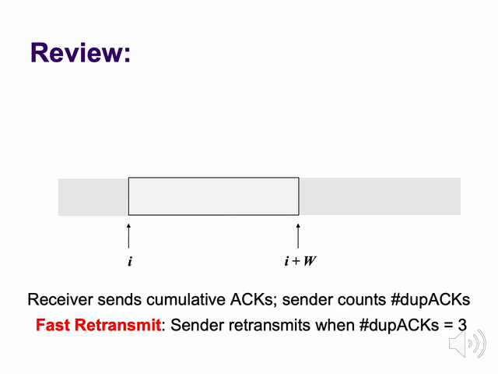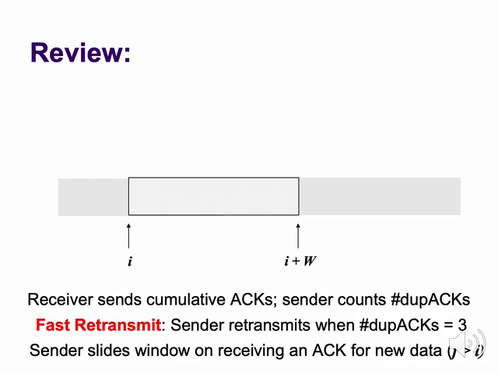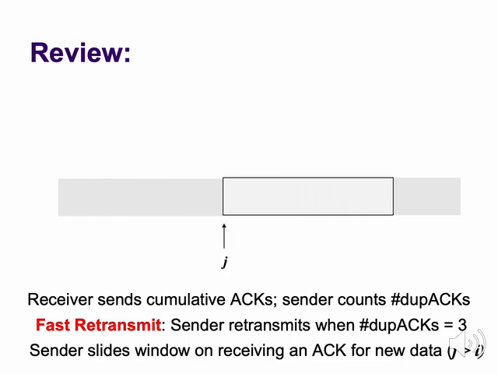If the sender receives an acknowledgement for new data, so let's say that the receiver is saying that my next expected byte is J, for some J greater than I, then what the sender is going to do is it's going to slide the window right. So now the left-hand side of the window starts at J. J is the first byte that the sender can send, and it can send up to J plus W.